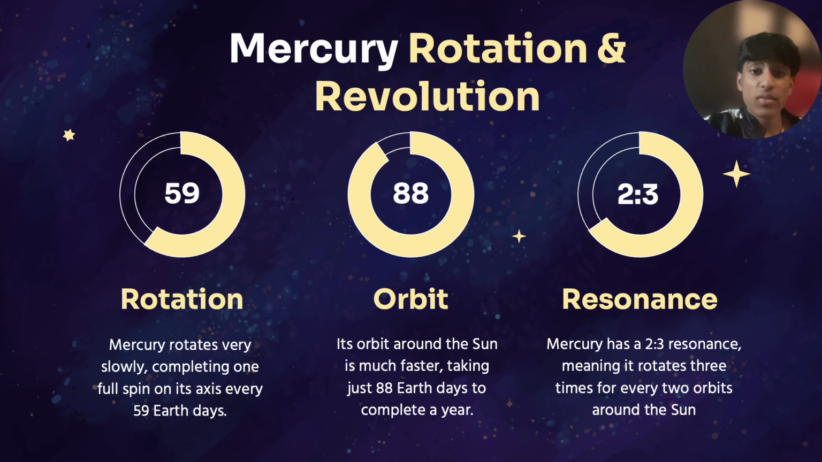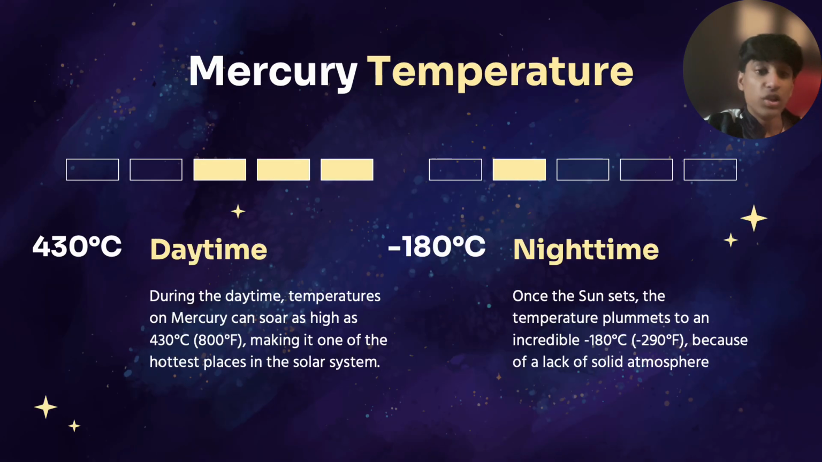This combination of slow rotation and fast orbit plays a major role in shaping the planet's environment, especially its extreme temperature differences between the day and the night. And speaking of environment, Mercury has some of the most extreme temperatures in the solar system, so let's take a look. During the daytime, temperatures on Mercury can soar as high as 430 degrees Celsius, making it one of the hottest places in our solar system.